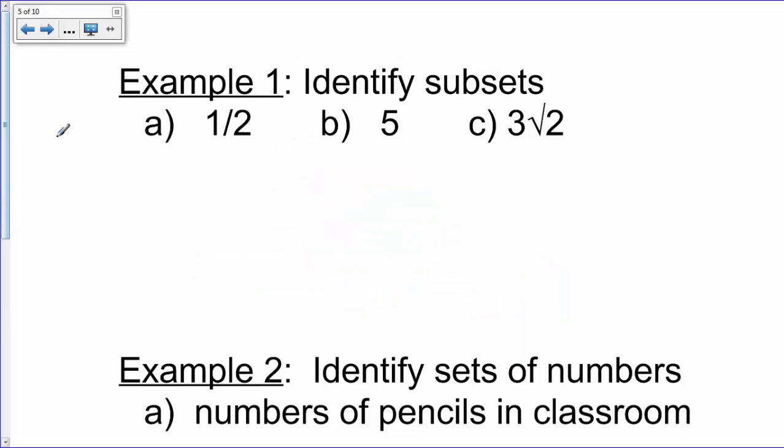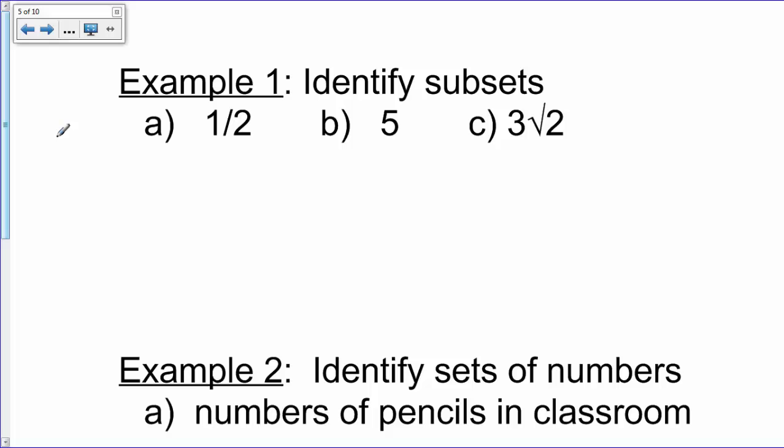So, for example, it wants us to identify the subsets for the numbers given. So I would like for you to go ahead and pause the video, and I want you to write down all of the subsets for the numbers given. So go ahead and take the opportunity to pause now.